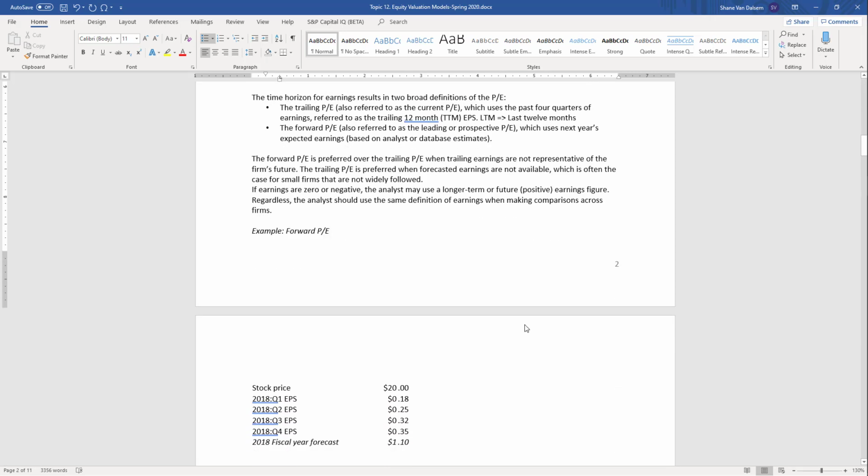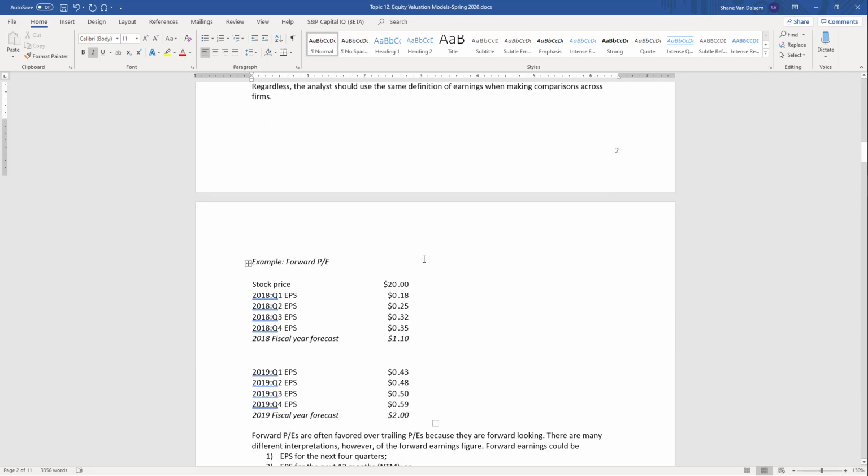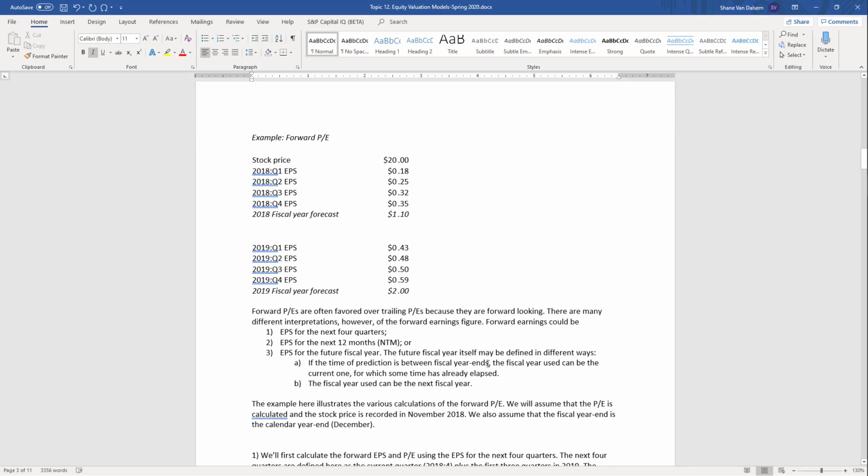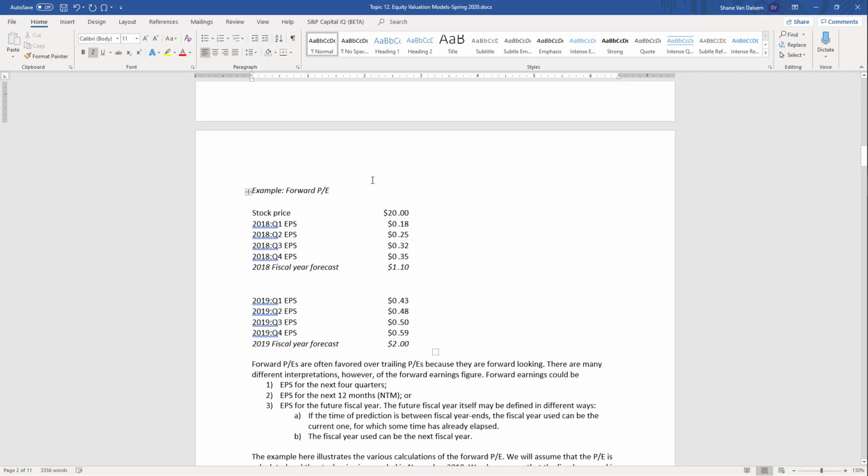So I'm going to give you an example, the example of a forward PE. Here's the information that we have, and it's down below. Essentially, we're considering in this example that it is currently November 2018. We're going to use this information to calculate different earnings per share and then different price to earnings ratios.